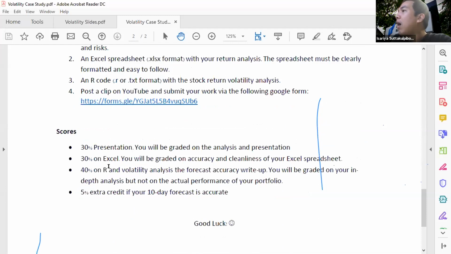Presentation. This is from last year, but anyway, if you do Excel or R alone, this is going to be 70%. I'm going to combine these two together if you only use one program. And 5 extra credit if you can do a 10-day forecast that is accurate. If you think the stock price will go within the boundaries that you set, they're going to look at 10 days ahead, and if it's accurate, then you're good to go. If not, that's fine, it doesn't hurt.